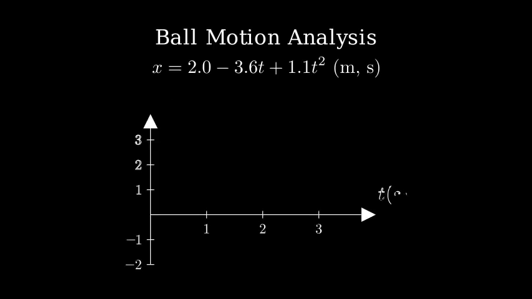Here's our position versus time graph. And this is the path that the ball follows over time. Notice that it's a parabola, since the equation is quadratic. For part A, we need to find the position at 3 different times.